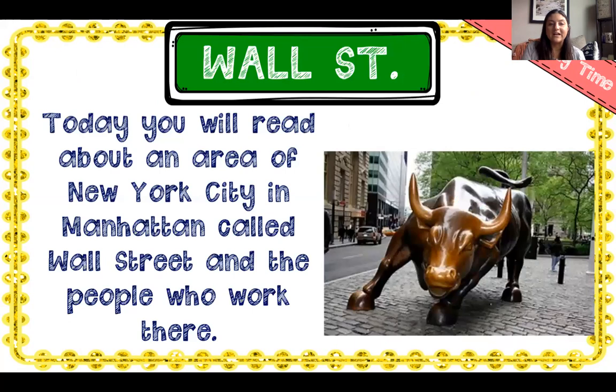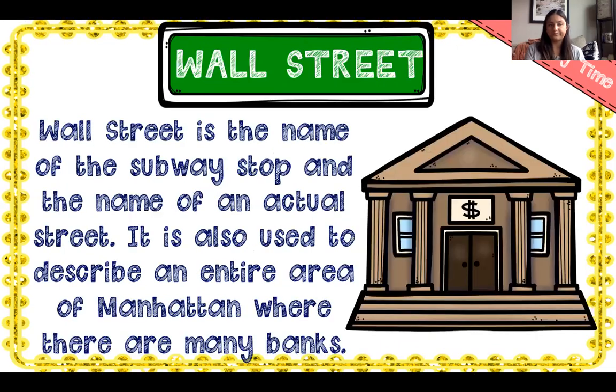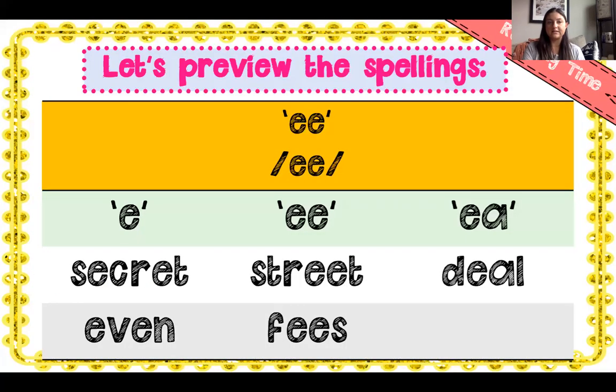Today you will read about an area of New York City in Manhattan called Wall Street and the people who work there. Wall Street is the name of a subway stop and the name of an actual street. It is also used to describe an entire area of Manhattan where there are many banks. Okay, so you might hear of people that work on Wall Street. It's an area where there's a lot of jobs and banks.